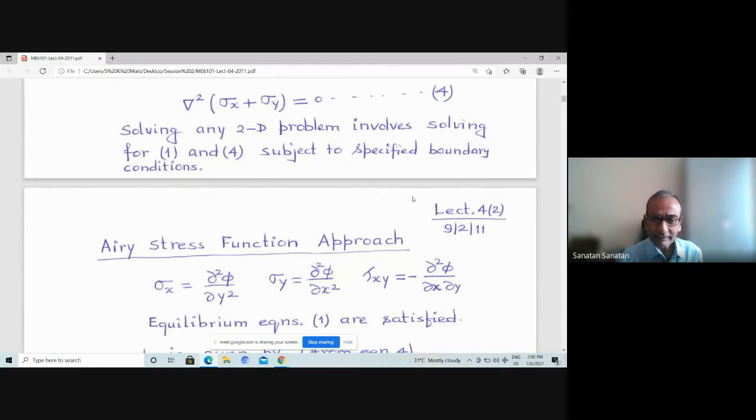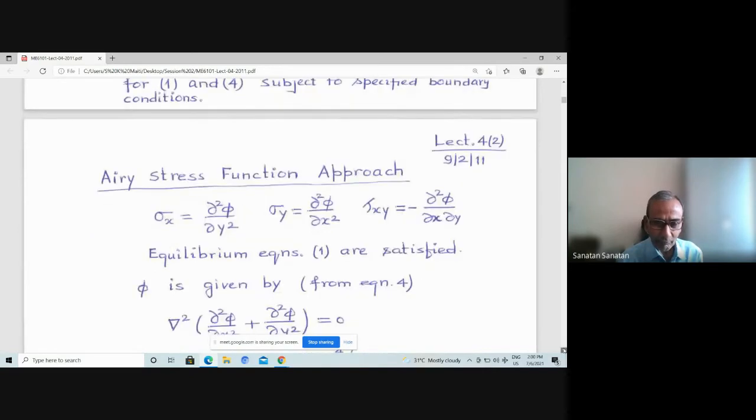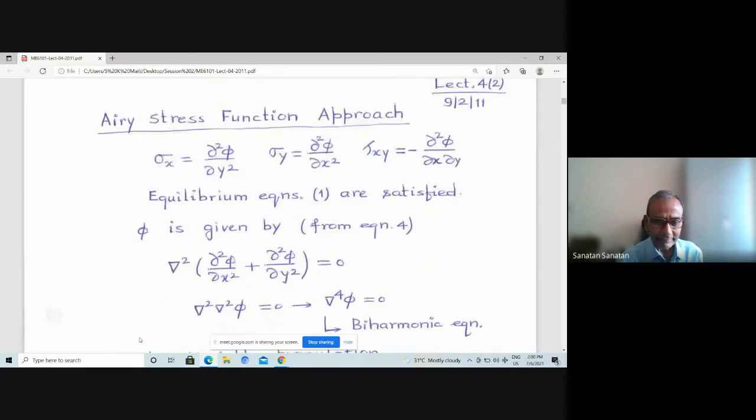Indeed, from equation number 4, with this definition of sigma x and sigma y, it comes out like this. It is nothing but grad square, which is del 2 by del x square plus del 2 by del y square, phi.